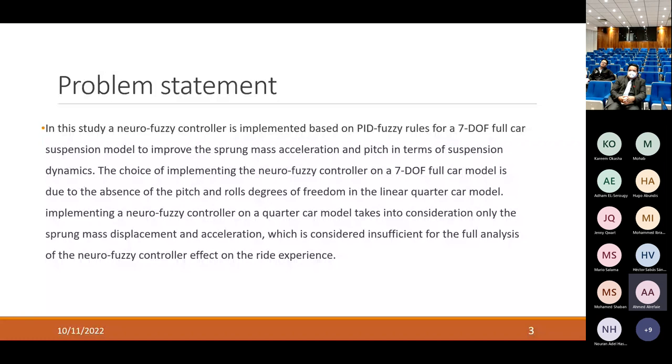The choice of implementing the Neuro-Fuzzy controller on a 7-degree of freedom full car model is due to the absence of the pitch and roll degrees of freedom, that will be shown later in the next figure, in the linear quarter car model. Implementing a Neuro-Fuzzy controller on a quarter car model takes into consideration only the sprung mass displacement and acceleration, which is considered insufficient for the full analysis of the Neuro-Fuzzy controller effect on the ride experience. This is the pitch and roll degrees of freedom that I talked about.